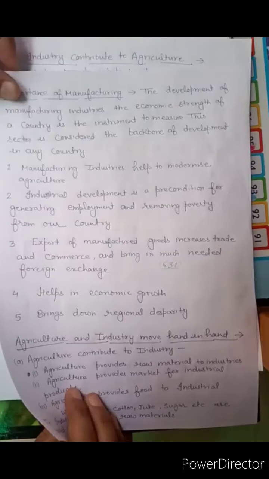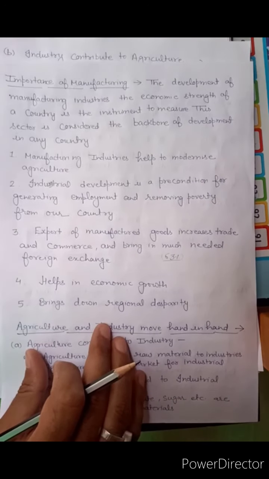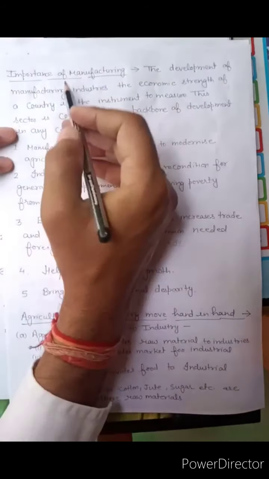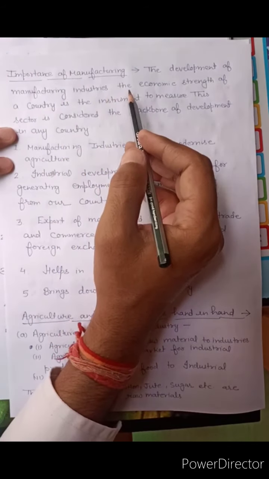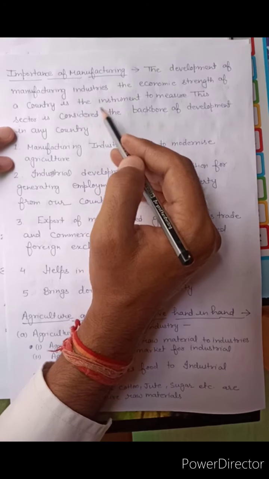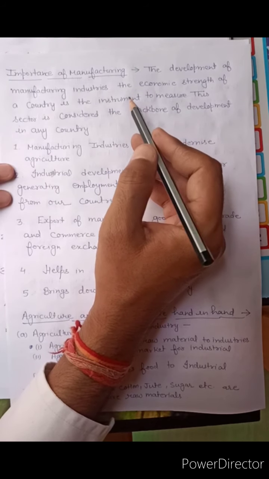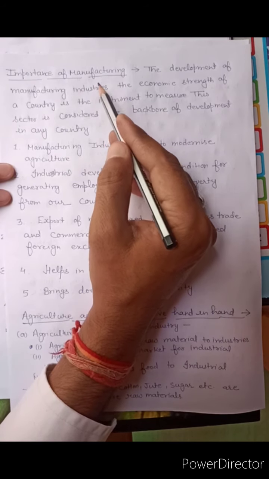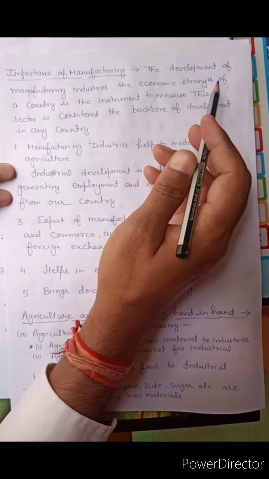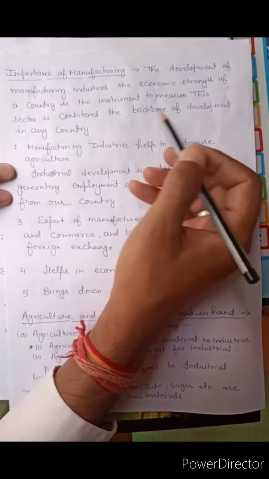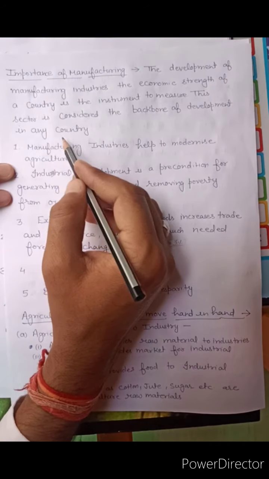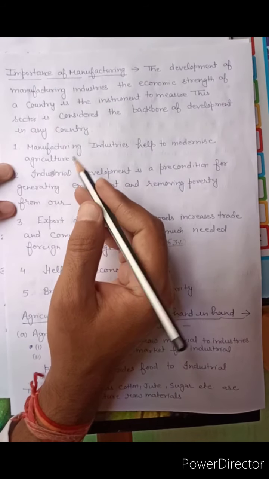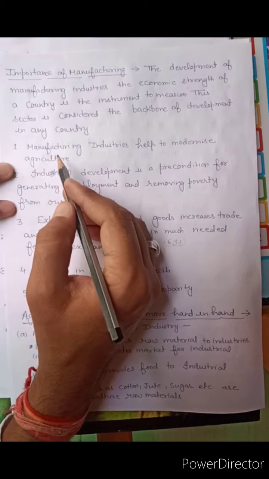Next we start with the importance of manufacturing. What is the importance of manufacturing? The development of manufacturing industries and the economic strength of a country is the instrument to measure. Yes, if we want to measure the development of a nation, first of all we have to study the manufacturing industry of that country. This sector is considered the backbone of development in any country. So what are the importance points? These are the 5 important points related to the importance of the manufacturing sector.